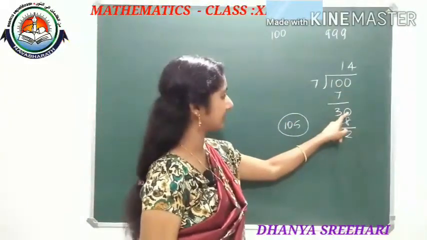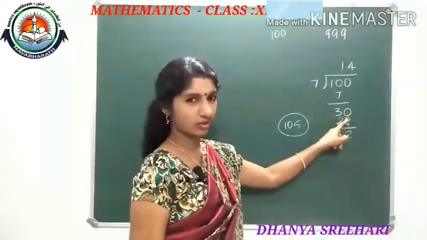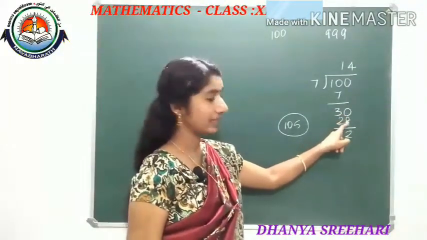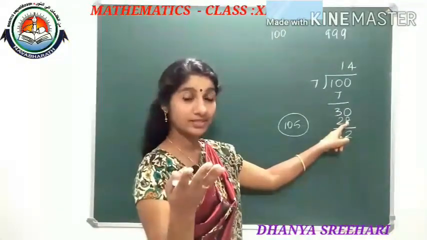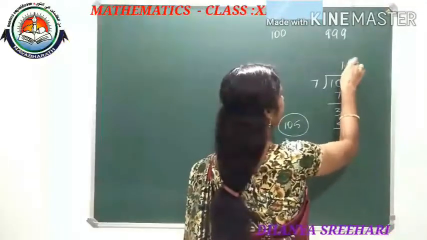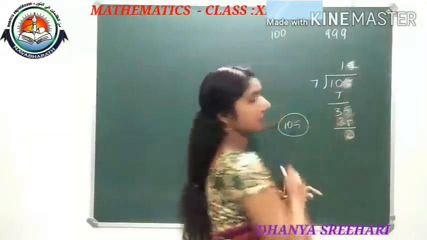See, we wrote here 30. Then 4 times 7 is 28, so it's not okay. So the next number, 28 is 4 times 7, so 5 times 7 is 35. So if it is 35, we will write here 5 and this is 35, no balance will be there. So it should be 5, like this also.